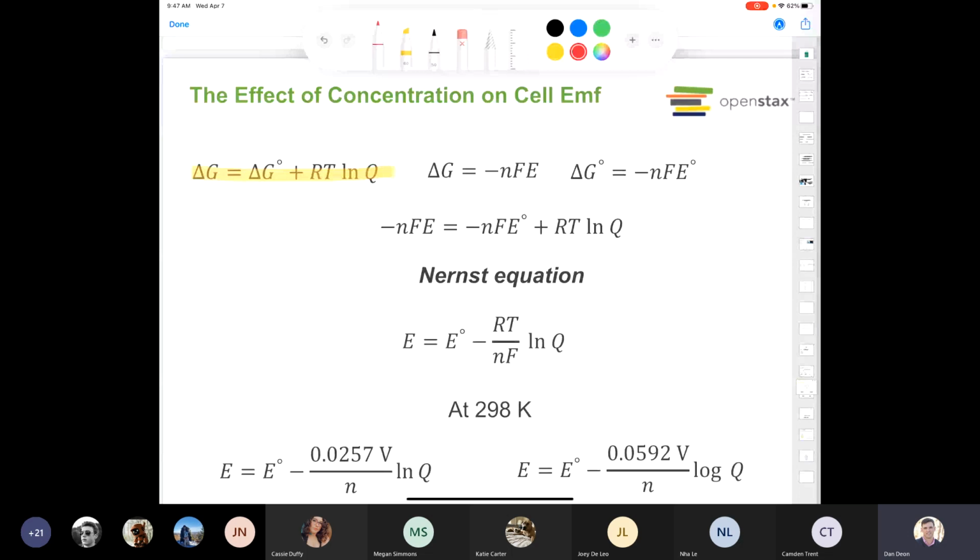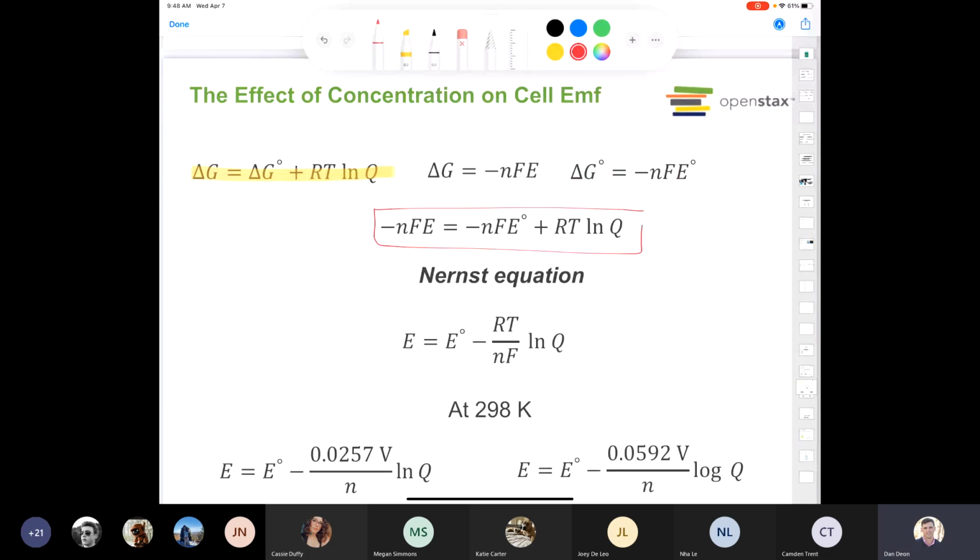Well, we have two expressions for delta G. We have delta G is equal to negative N times F times E. This is non-standard. We also have the standard free energy change is equal to negative N times F times the standard cell potential. So now what we're going to do is take these two expressions right here, and plug them into this formula right here. And we end up with this guy right here.